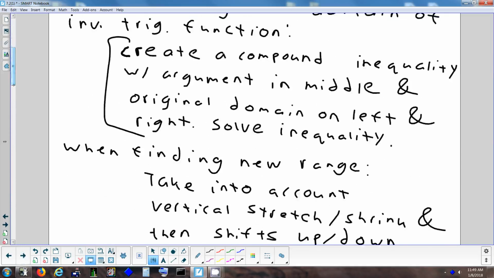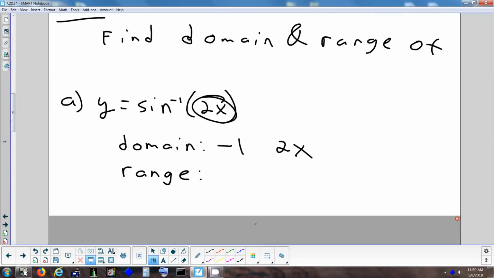Okay. So argument in the middle, original domain on the left and on the right. Whenever you set up a compound inequality, it always points towards the smaller number. And now solve for x, and that's the answer for the domain. Okay. How would you get x by itself there? We can make it two separate. No, we're going to keep it all together. Just keep it as one thing. You could make it 2, but we can keep it all as one thing.